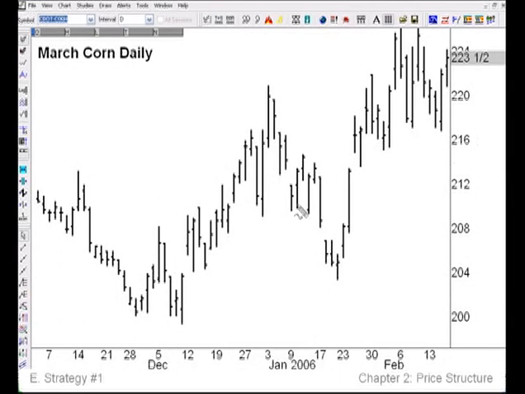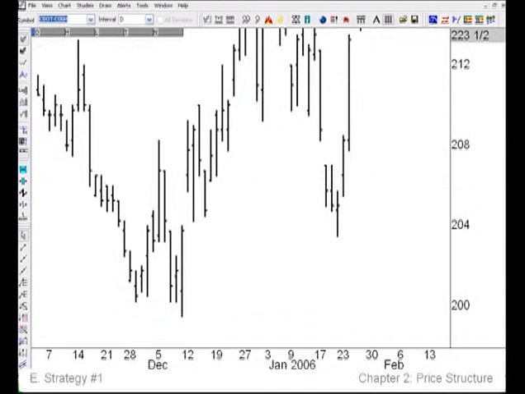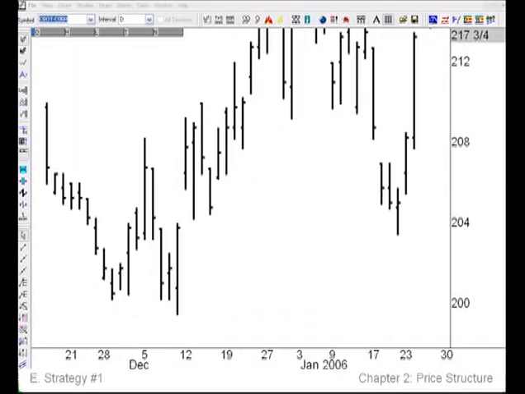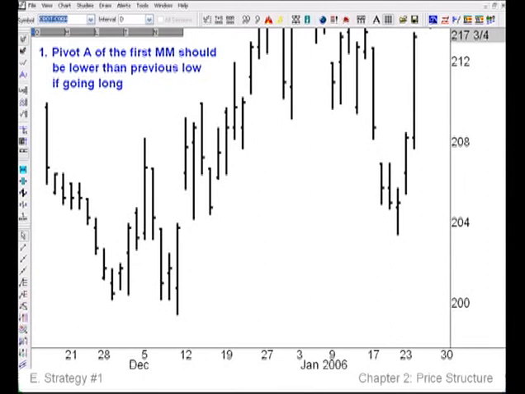To start, let's look at this part of the chart of corn. Let me open up this area so we can get a closer look. Using this strategy, you'll be trading the CD leg of the second measured move in a back-to-back scenario. But let's take a quick look at rule number 1. This rule says that pivot A of the first measured move should be lower than the previous low if going long. Here's the pivot low, and it is lower than this previous pivot low.